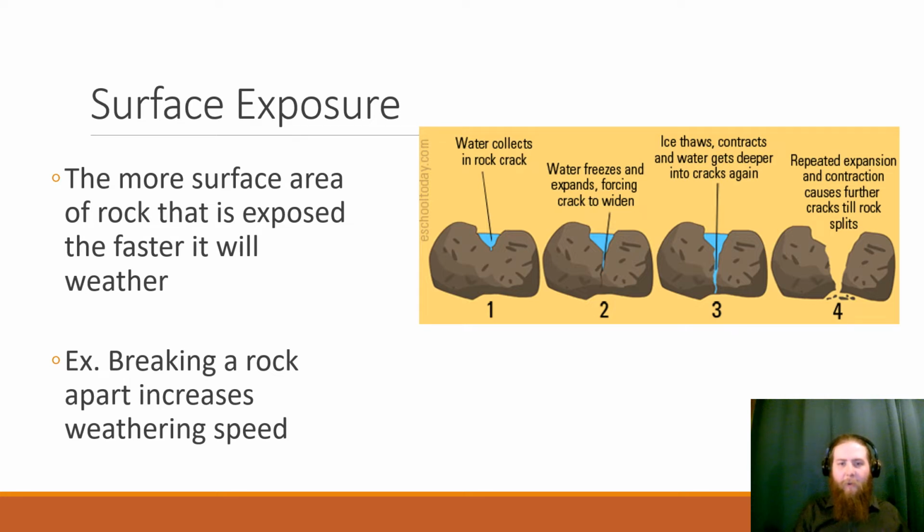For surface exposure, a good rule of thumb is the more surface exposure a rock has, the faster it will weather. On this rock here, which is being broken apart, each time we get more and more surface area as the water, the ice, and the air are able to get into more and more of this rock. It will split, and then we have double the surface area of what we started with. And this weathering will continue to happen faster and faster and faster.